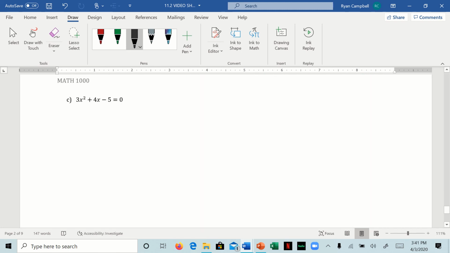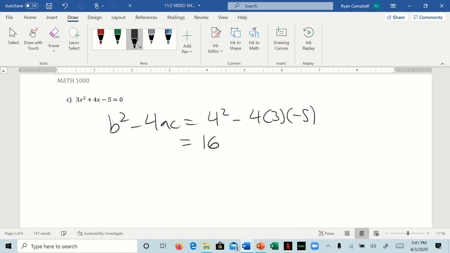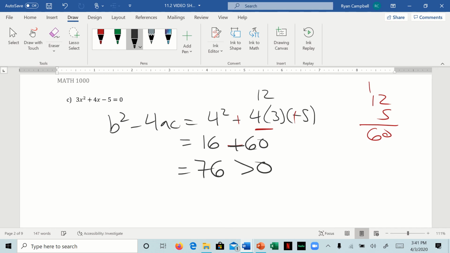Part C. b squared minus 4ac. We get 4 squared minus 4 times 3 times negative 5. 4 squared is 16. 4 times 3 is 12. 12 times 5 is 60. So 2 negatives make a positive, so this is plus 60, which is 76. This is positive, so we end up with 2 real solutions, unequal solutions.